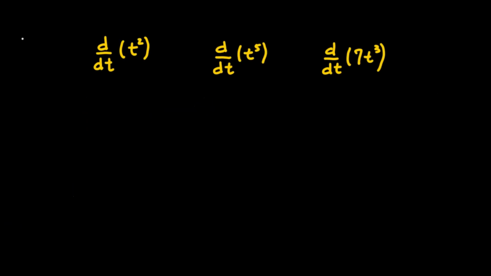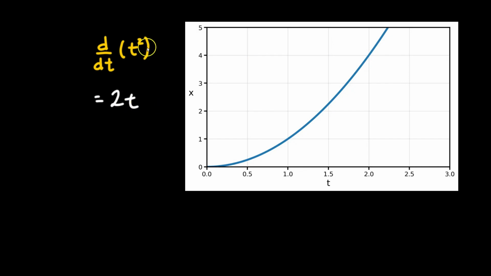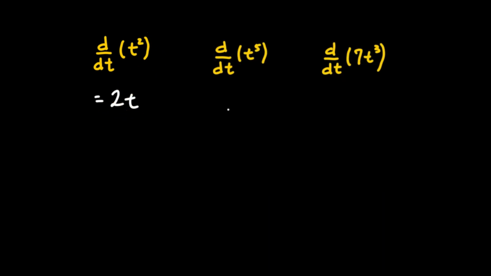Now we're going to take a look at a series of problems applying the power rule, with each problem getting more and more difficult. To find the derivative of t squared with respect to t, we're going to move that 2 to the front and subtract 1 from the exponent, and we get 2t. To find the derivative of t to the 5th power, we're going to move that 5 to the front and subtract 1 from the 5, and we get 5t to the 4th power.